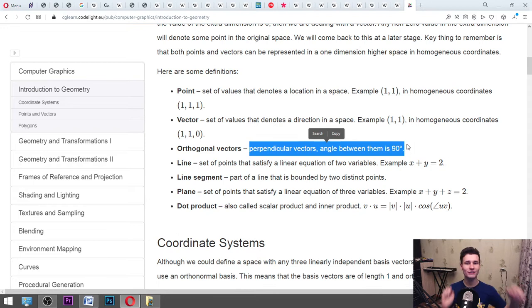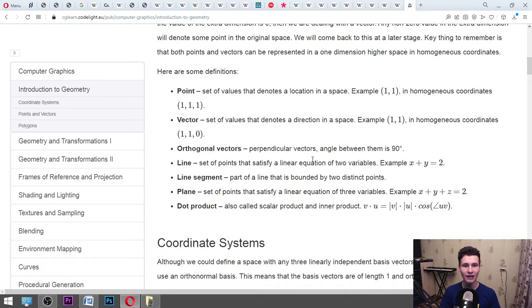Okay, a line is a set of points that satisfy a linear equation of two variables. Example, x plus y equals 2. It is good, amazing, we understand that it's actually a set of points. Everything is a set of points, and a point is a super small thing in our life. A line segment is a part of a line. We have the line, and we can say let this line be smaller than the original one.